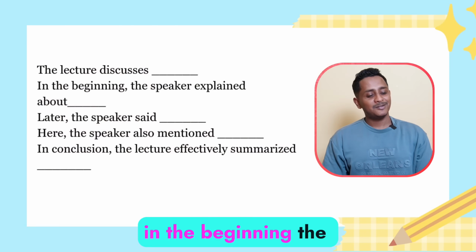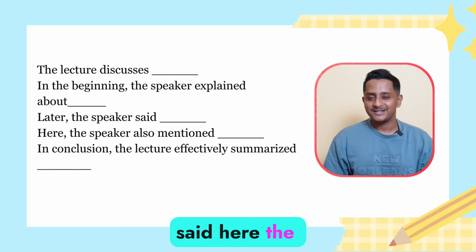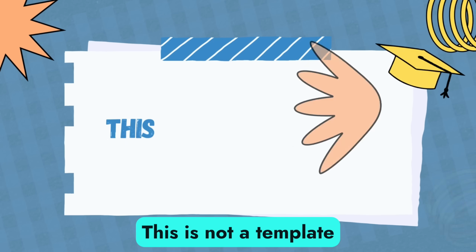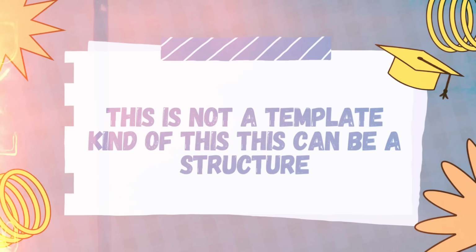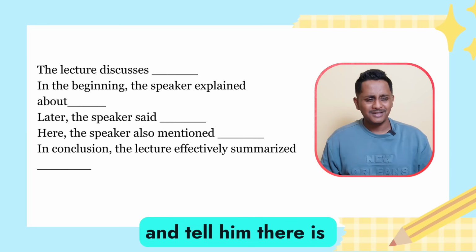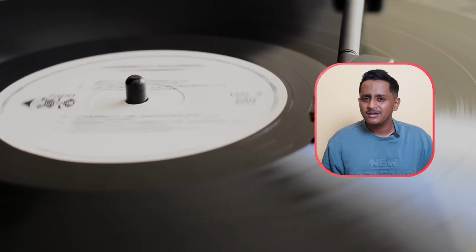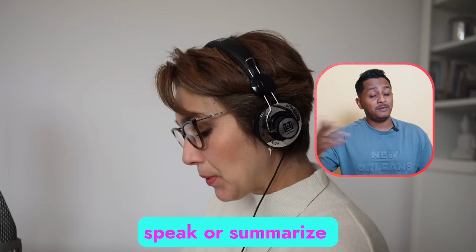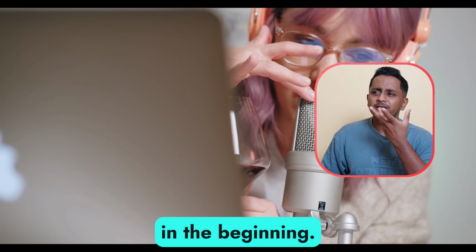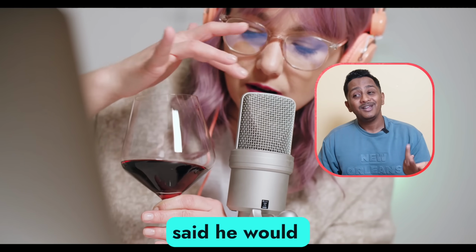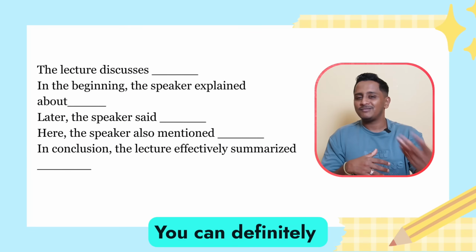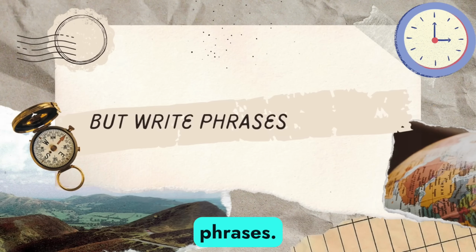The lecture discusses, in the beginning the speaker explained about, later the speaker said, here the speaker also mentioned, in conclusion the lecture effectively summarized. This is not really a template; it is a structure. Ask a random person who is unaware of what PTE is: I'll play an audio, I'll give you a pen and a book, you make some notes and then you speak or summarize the audio. He would definitely say, the speaker talked about, in the beginning the speaker said, in conclusion the speaker said. He would automatically use this. It is a structure. You can definitely use this, but write phrases.